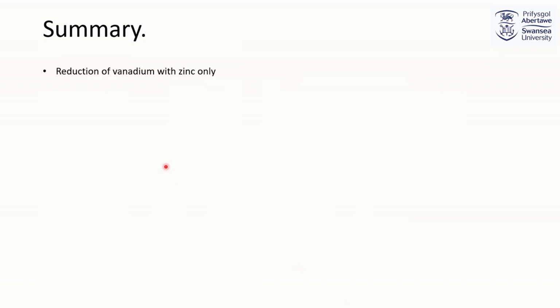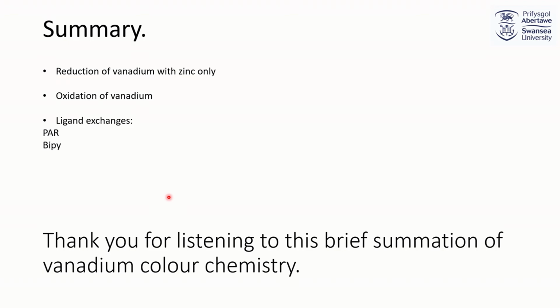Overall, the reduction of vanadium with zinc only is better than with mercury, as mercury is not great, expensive and toxic. The oxidation of vanadium, a nice series of titrations, gives you the same colours but in reverse order. And then the ligand exchanges, you've got the PAR dye and the bipy. We've seen some greens with the reduction, so perhaps the PAR is nicer as it is red. So thank you for listening.